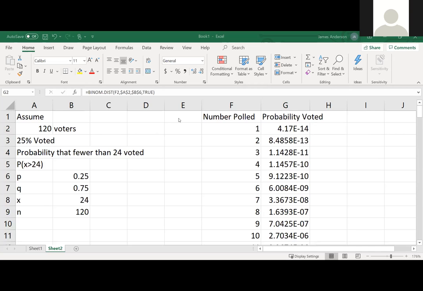Okay, so that's how you do those. You use Excel to cheat. Sorry, to use a computer to get the correct answer so you don't have to do that annoying math.